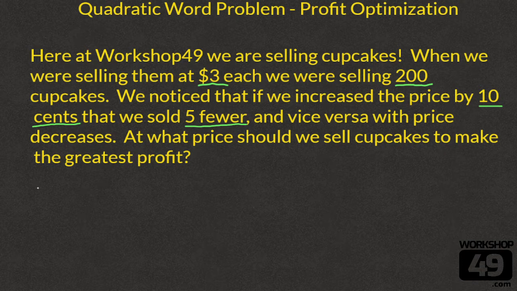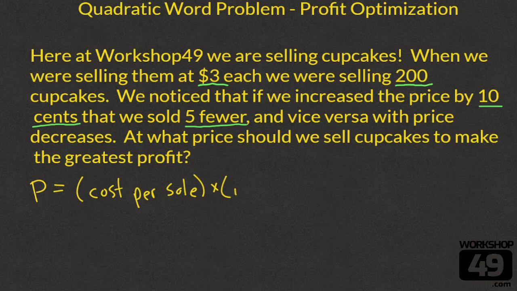Well, if we want to make a profit, our equation will look like this, where our profit will equal the cost per sale multiplied by the number sold. So if we don't adjust this price at all, how much money will we make? Well, we sell them for $3 each, that's our cost, and we sell 200 of them, that's our number sold, so we would make $600. However, we're going to introduce a variable called x, which equals price adjustments.